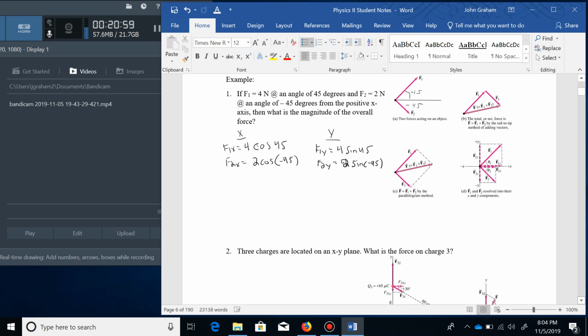Alright, so if we put these in a calculator, we do 4 cosine 45, and we get 2.83. So I'm going to do overall x, 2.83 plus the 2 cosine negative 45, which is going to be 1.41.